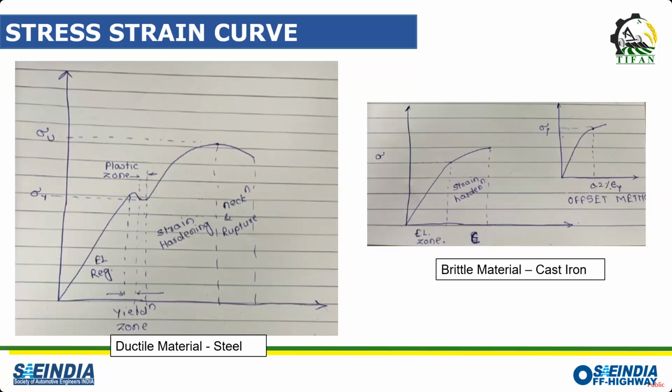So this is the strain hardening zone. In the strain hardening zone, strain increases more rapidly compared to stress. So the force which we apply results in more deformation compared to resistance or stress. So this is the nonlinear zone. And then beyond UTS, we have necking and rupture. So this is all about ductile material.